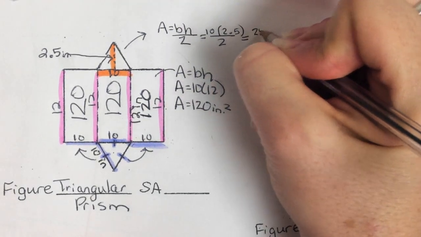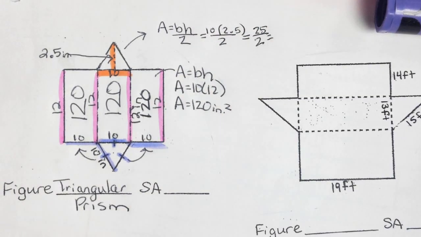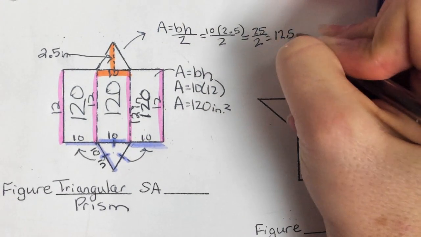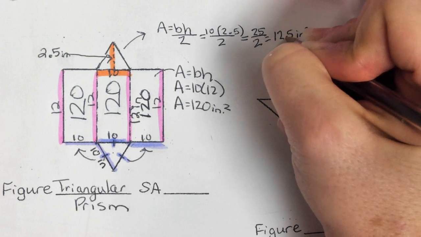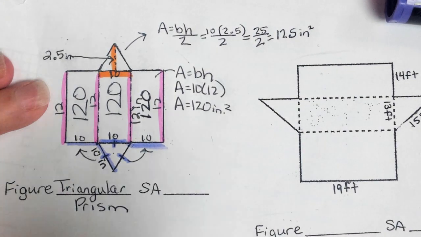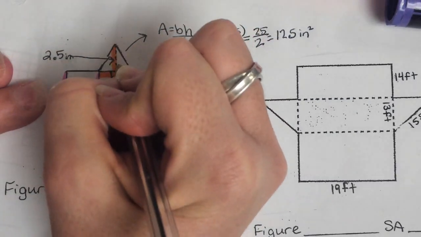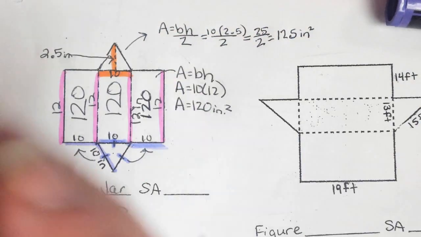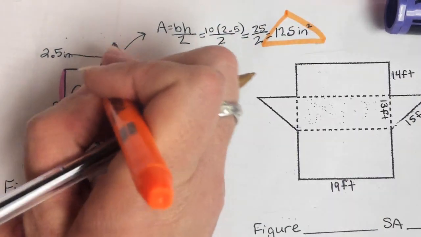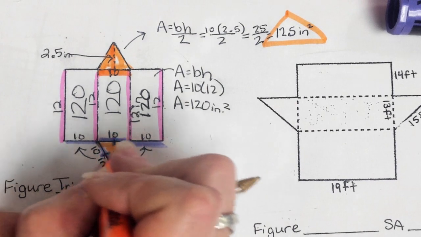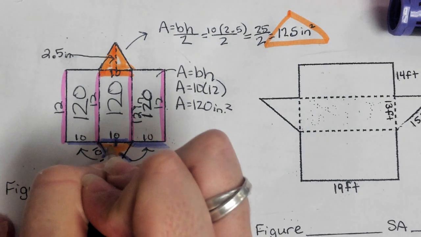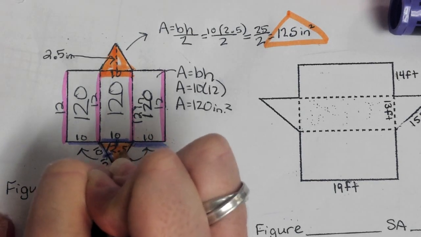So I got 25 divided by 2 is 12.5. Okay, now each triangle is 12.5. You could even draw a triangle around it if you want. I don't care. But each triangle is 12.5. I'm just having trouble fitting my numbers inside this thing.